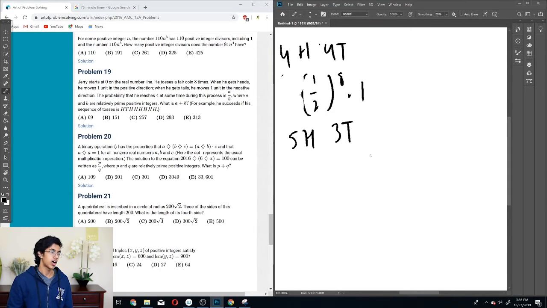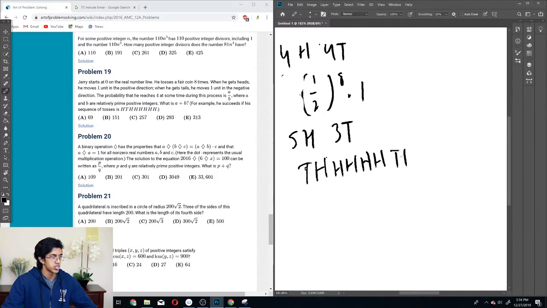As long as you don't have 2 tails before your last head. So, let's see. We could either have T, H, H, H, H, H, T, T. Then you could have this goes here, this goes here, this goes here, this goes here, and this goes there. So that's 1, 2, 3, 4, 5, 6. So 6 ways.